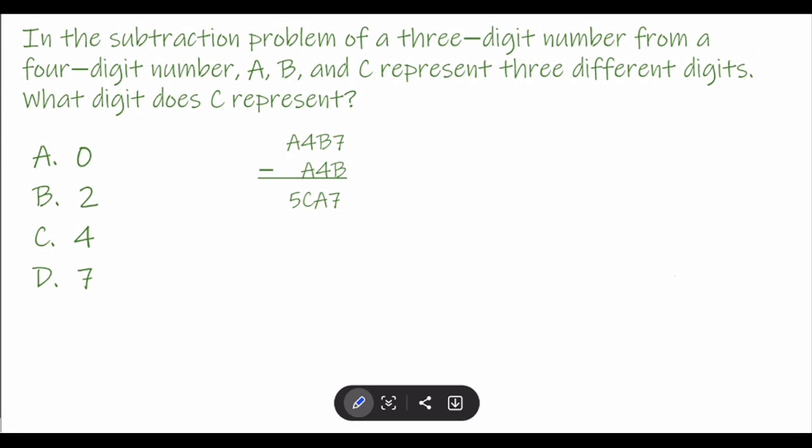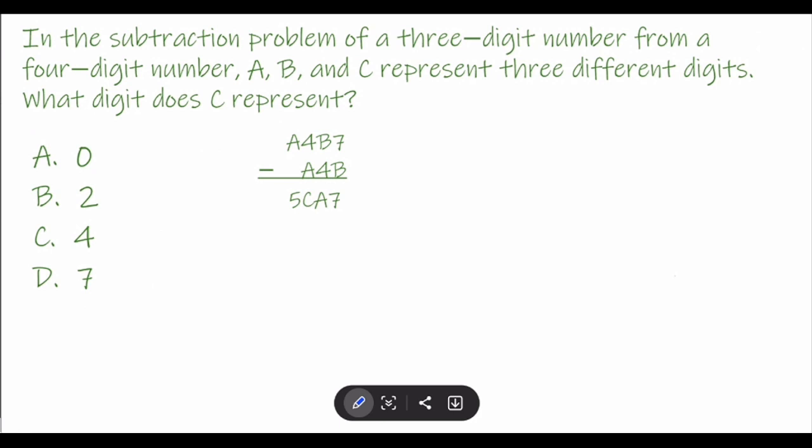Alright, so let's read the problem first. In the subtraction problem shown below, of a 3-digit number from a 4-digit number, A, B, and C represent three different digits. So it's given that they are different. What digit does C represent? The choices are A is 0, B is 2, C is 4, and D is 7. So let us find the answer together.